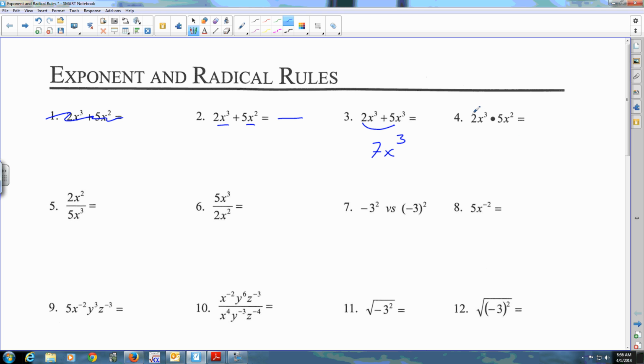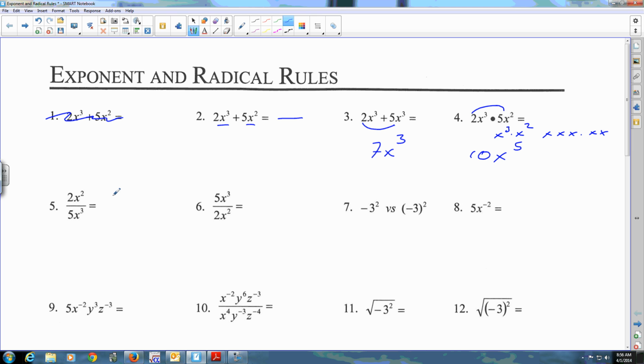When you're multiplying, you just multiply the coefficients, so you'd have 10, and then that's saying x cubed times x squared, which is x times x times x times x times x, which is x to the fifth. So when you're multiplying, you add your exponents.